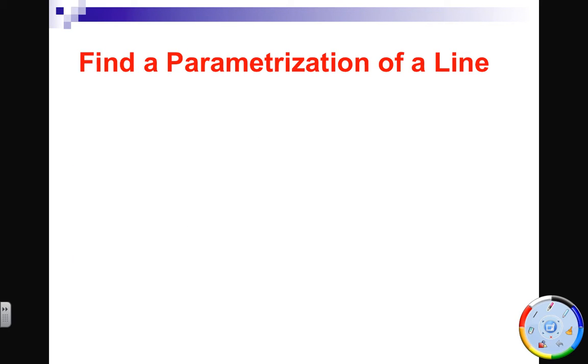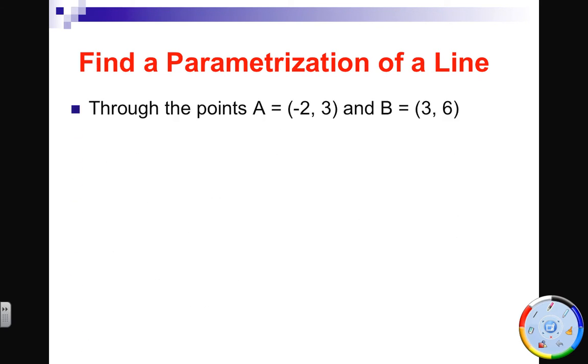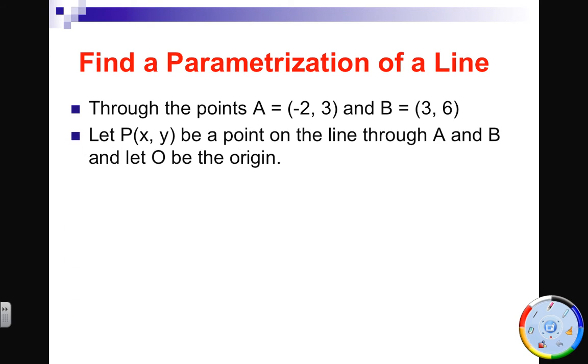All right, next, we're going to find the parametrization of a line. So I'm going to give you a line that goes through 2 points. And we're going to figure out how to write the parametric equation for this line. It's kind of complex here, but you're going to say, let P be some point that's on the line, between the points A and B, and let the point O be the origin.